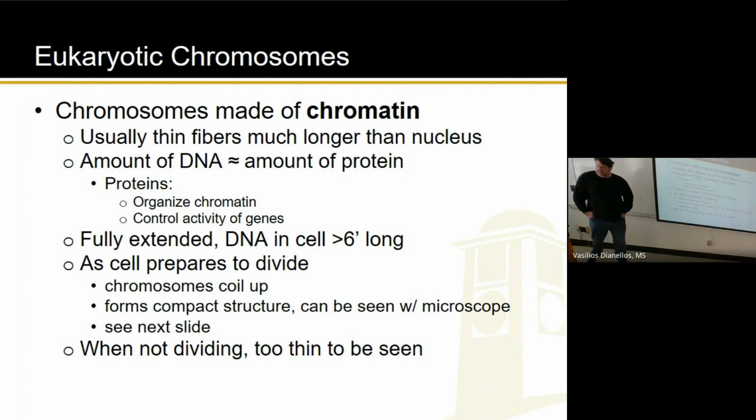As the cell is preparing to divide, the chromosomes coil up. I'm going to put it next to this because it is true and you do need to know it, but I'm going to explain it later in more detail. It forms compact structures that can be seen with a microscope. And I'll give you an example of that from the next slide. So in short, if you see a picture from a microscope, and you can see the chromosomes, that means the cell is either preparing to divide or it is dividing. Otherwise, the chromosomes are just unwound. They're uncoiled. They're just a big squiggly mess.